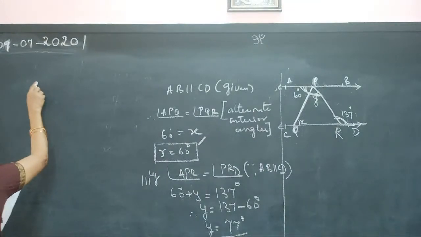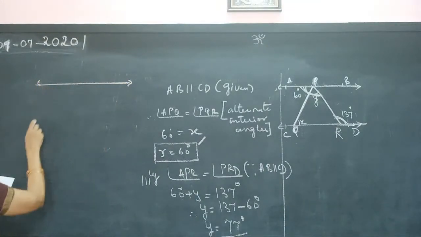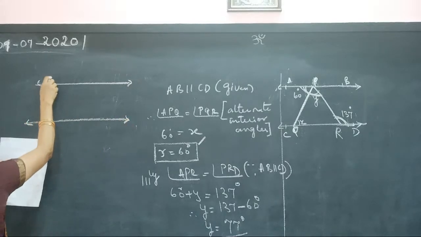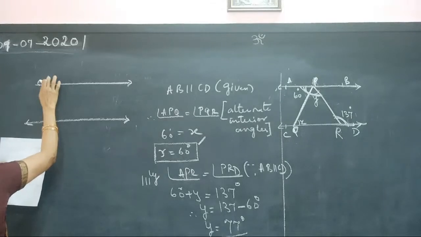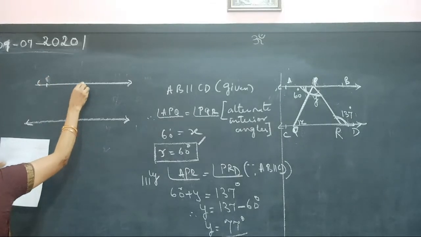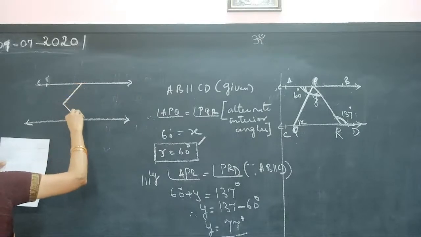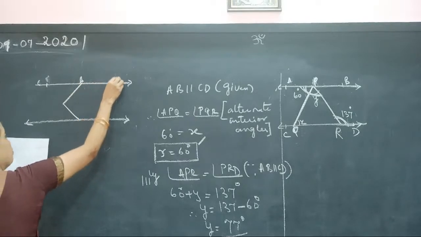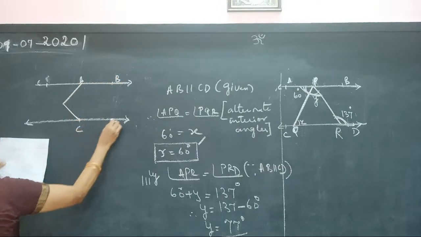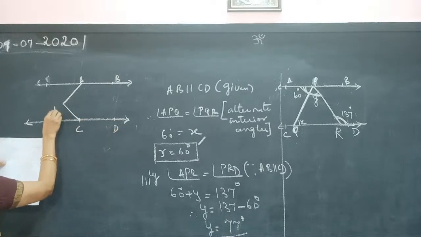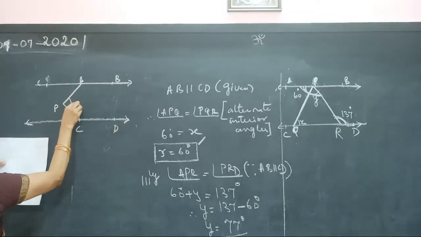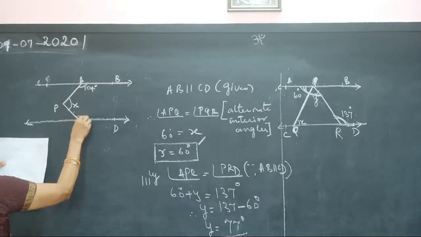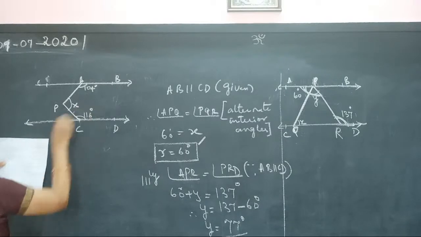In the figure, A is not given separately; it is given like this. Take it like this: A, B, and this is C and D. At point P they have given X. It is 104 degree, and here it is 116 degree.